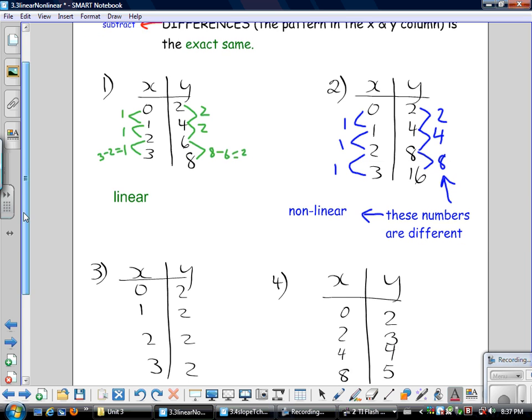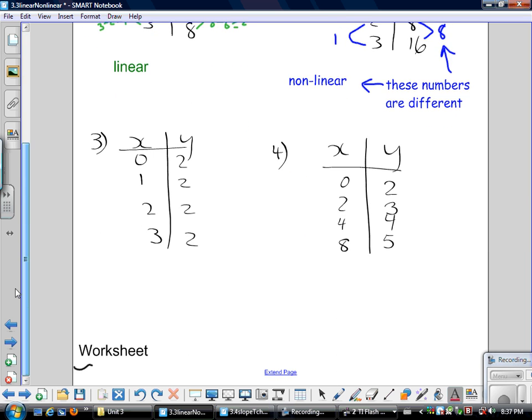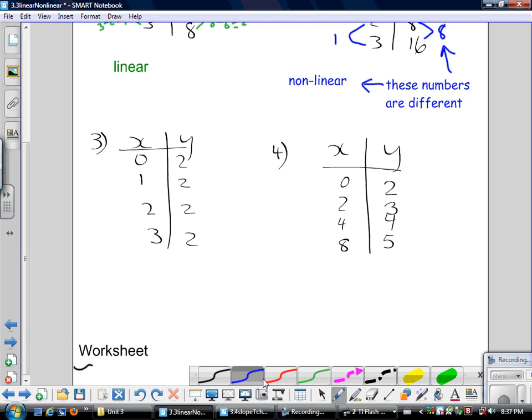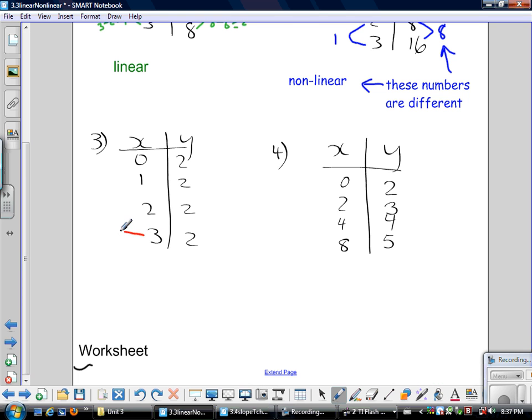All right, so let's go to another question. Okay, question number 3, same kind of process. This time we'll use red. So 3 minus 2, 1, 2 minus 1, 1, 1 minus 0, 1. Looking good so far. And then what happens here?